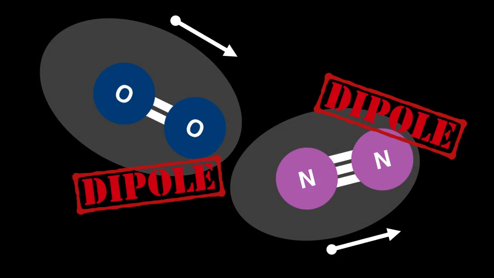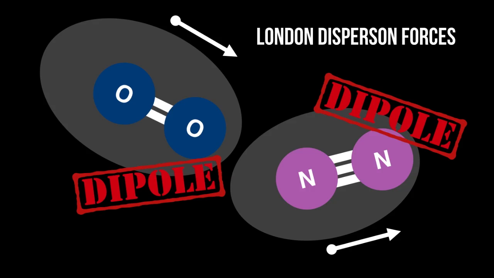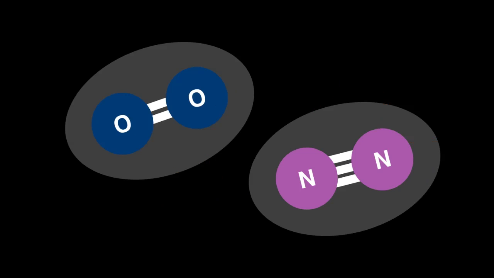So we have an attraction between two molecules that used to be nonpolar. This is what's called London dispersion forces. And these forces are really, really weak, and they're gone in an instant. Almost immediately, both of these molecules have gone back to the way they used to be.